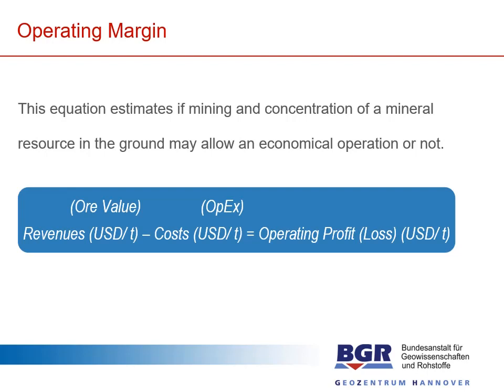And we just do a quick repetition of the operating margin. The equation estimates if mining and concentration of a mineral resource in the ground may result economic or not. So it's the ore value, the revenue, the net smelter return, minus operating expenditure, which gives the operating profit or loss if it's not feasible. If this results in an operating loss, we can stop the calculation because the mine will not be feasible anyhow.